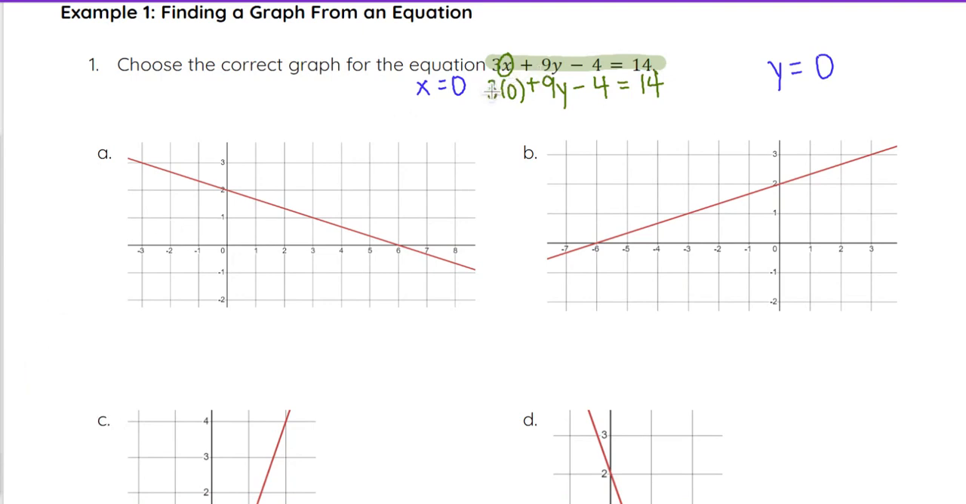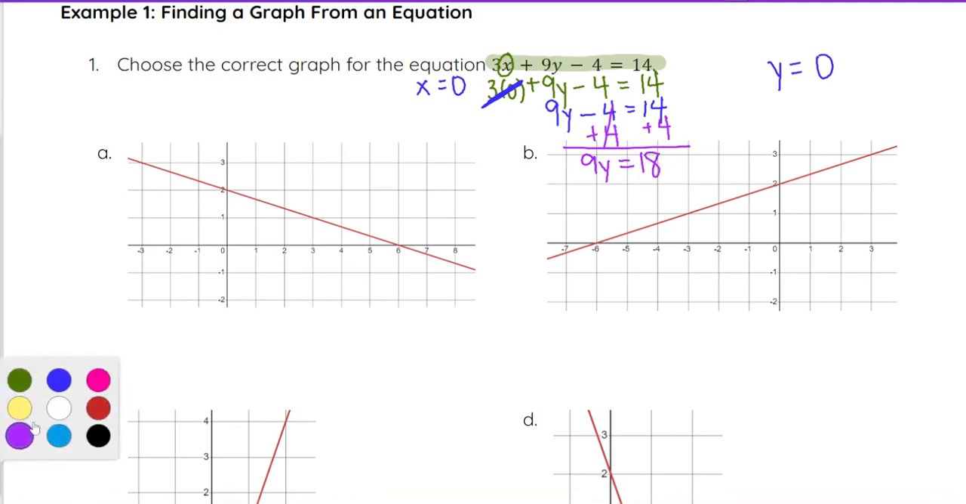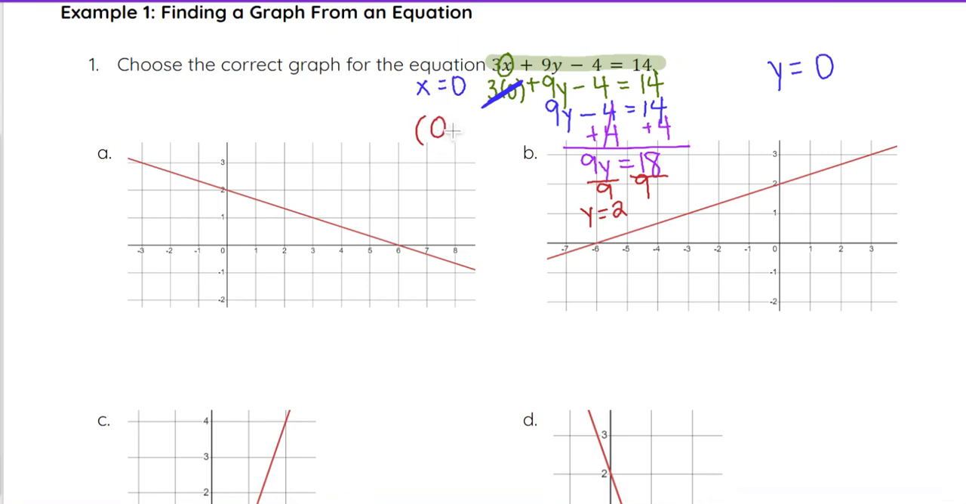So 3 times 0 is 0, and 0 plus anything is not going to change what that other part is. So I'm just going to simply ignore this part here since that's 3 times 0. So we really have 9y minus 4 equals 14. So next we'll want to add 4 to both sides so that we can isolate the 9y. And that gives us 9y equals 18. At that point, we want to go ahead and divide 9 on both sides, and we end up with y equals 2. So our coordinate, our ordered pair here is going to be 0 for x and 2 for y.